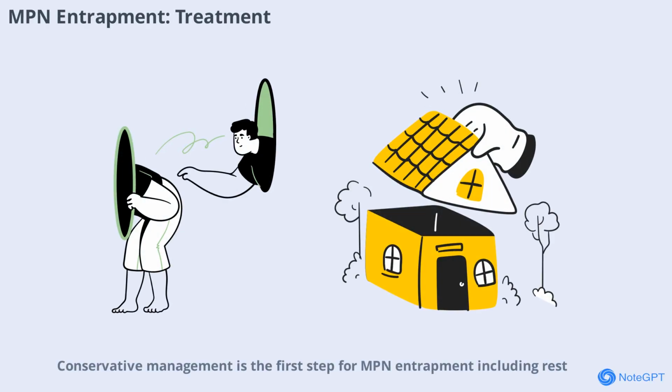Conservative management is the first step for MPN entrapment, including rest, activity modification, and avoiding rigid arch supports in running shoes. Anti-inflammatory medications and physical therapy can help reduce symptoms. If non-surgical treatments fail, surgery may be considered to decompress the nerve by releasing the fascia at the tender area. Careful candidate selection is crucial for favorable surgical outcomes.